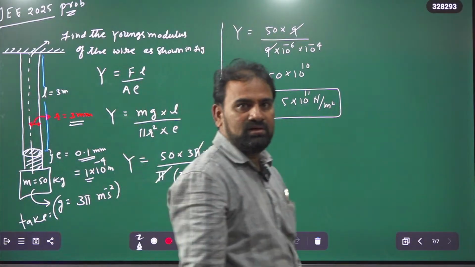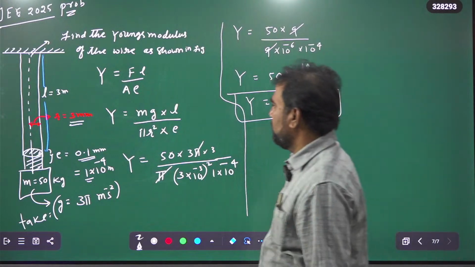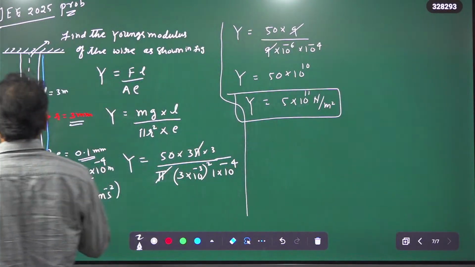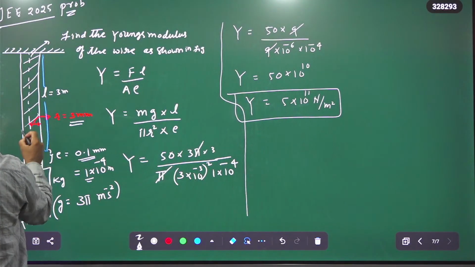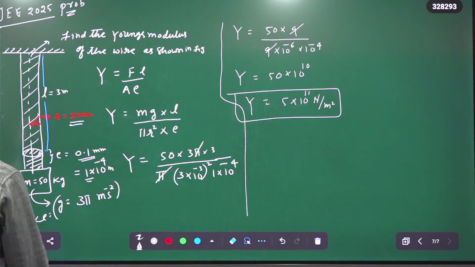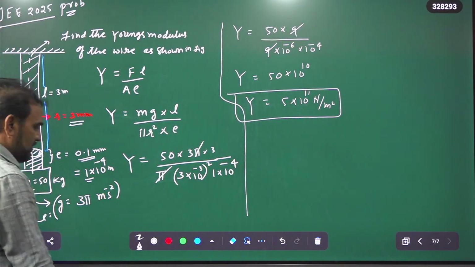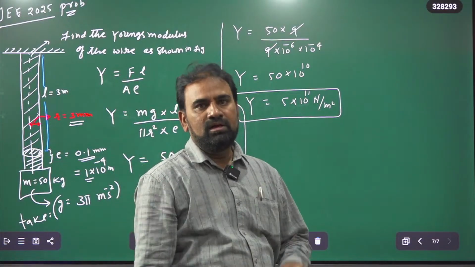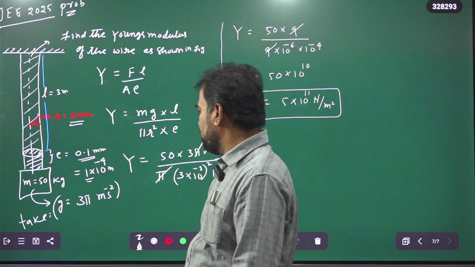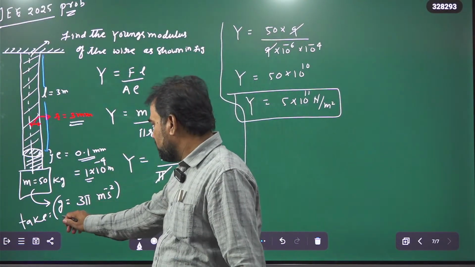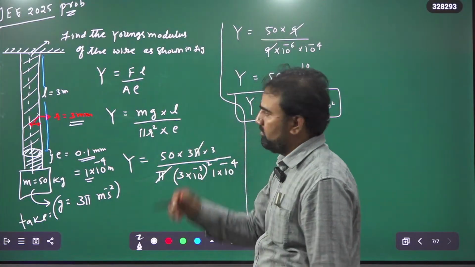It is very easy, isn't it? Look, a wire of length 3 meters was given and its radius was 3 millimeters. When a 50 kilogram mass is attached at one end, the elongation produced in the wire was 0.1 millimeters. Take g as given, then calculate the Young's modulus of the wire.